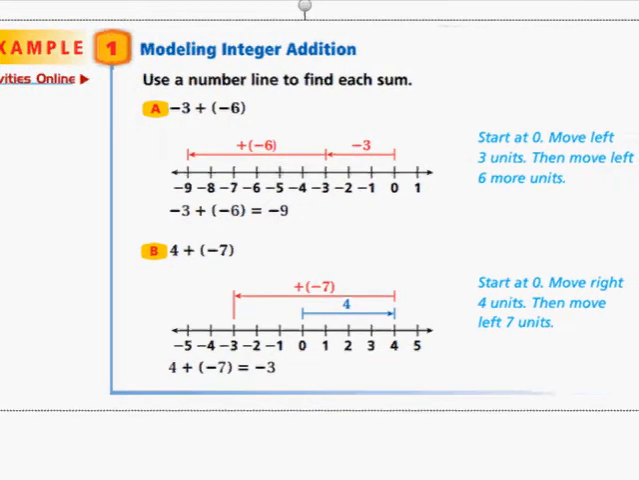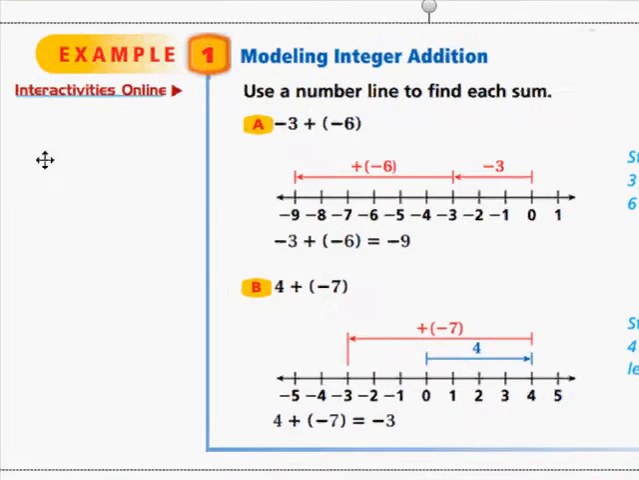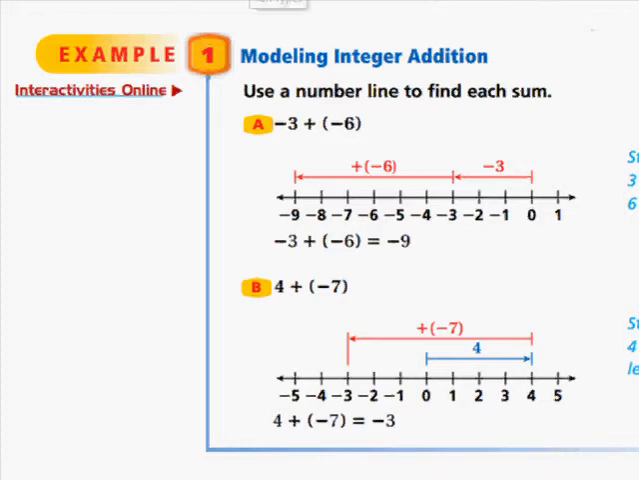Okay, so let's try an example of that. We're going to be modeling integer addition using a number line. Here they're asking us to add -3 plus -6. First, you start at 0. We always start at 0. The first number is a -3. I'm going to go ahead and circle that integer. We are adding a -3 and a -6.